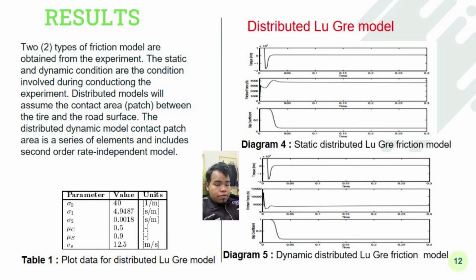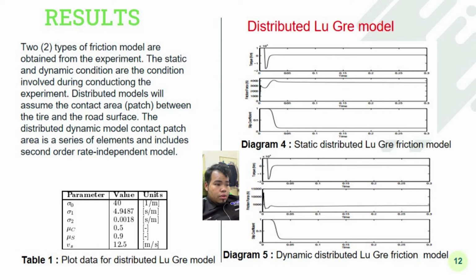So next we move on to the results of the academic paper. Two types of friction model are obtained from the experiment. The static and dynamic conditions are the conditions involved during conducting the experiment. Distributed models will assume the contact area patch between the tire and the road surface. The distributed dynamic model contact patch area is a series of elements and includes second order rate independent models.